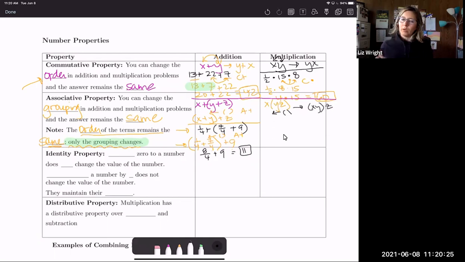And again, look at the order. This one was xyz. This one is xyz. Only the parentheses changed. That's the associative property of multiplication. And again, it's associative of multiplication because that's the operation that's occurring between all three of the terms. So let's look at an example where that would actually be helpful.